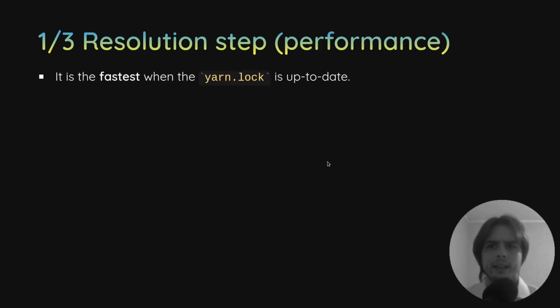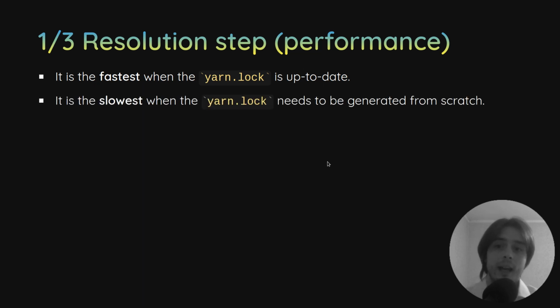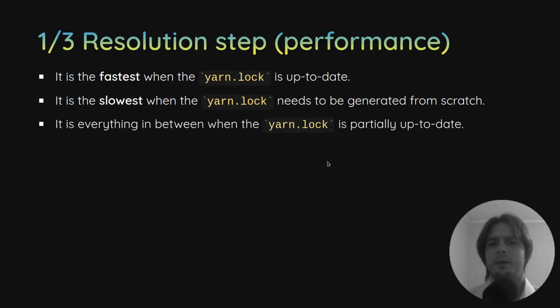So obviously, the resolution step will be the fastest when the yarn.lock is up to date. So you already have there all the entries and you don't have any extra entries. So Yarn already sees that you already have everything, it's up to date, so it's very quick, it basically is instant. On the other hand, it will be the slowest when the yarn.lock needs to be generated from scratch, because this means that Yarn needs to resolve all entries for your dependencies and all the transitive dependencies, so that might take some time. And then of course you have everything in between in the case in which the yarn.lock is not up to date, but it already has many entries in it, so some entries need to be resolved.